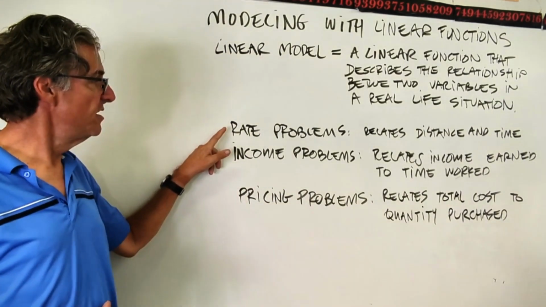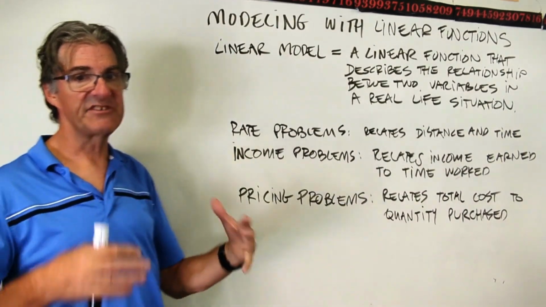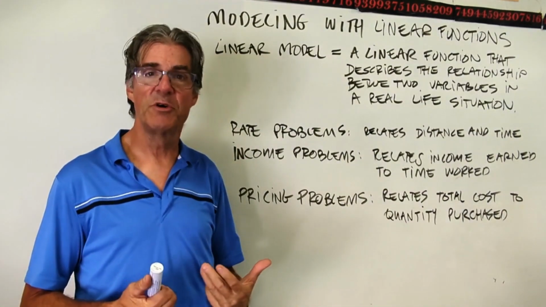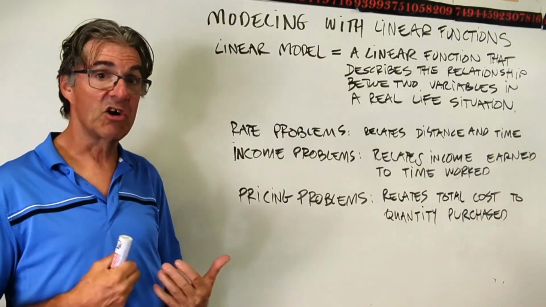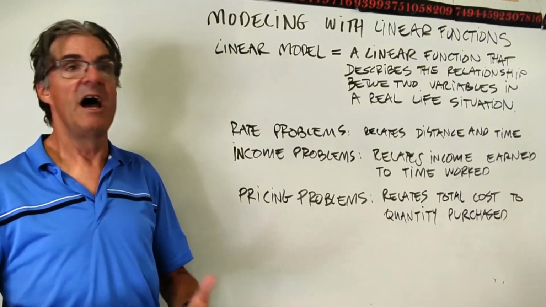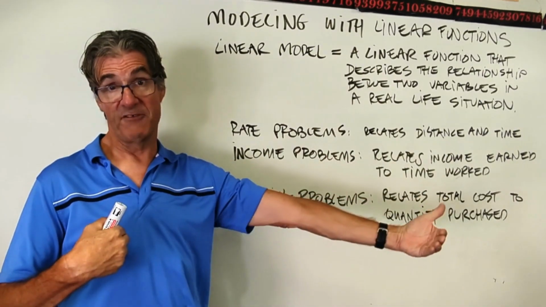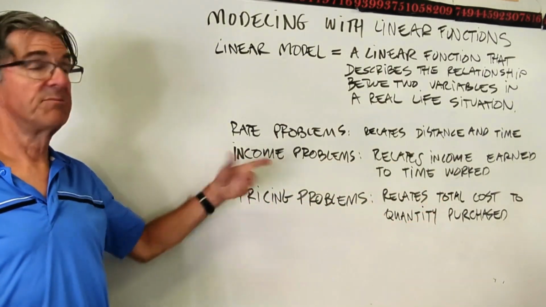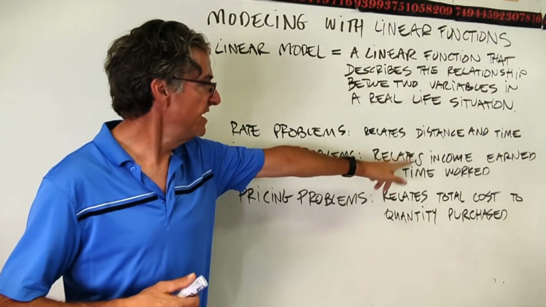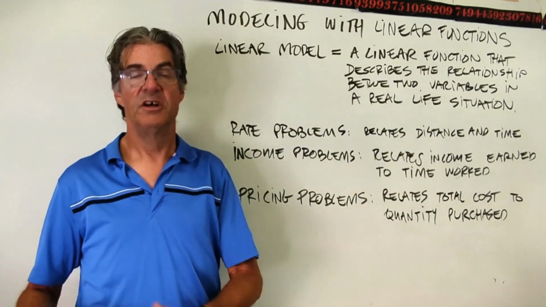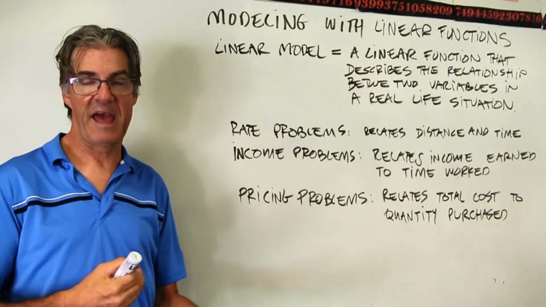So check it out. Rate problems. These are classic rate problems. People tend to struggle with these. The kind of thing where you have a car going down a road at a speed, and then the rate problem relates the distance traveled to the time traveled. You might have income problems. This is going to relate income earned to time worked. You work more hours, you make more pay.